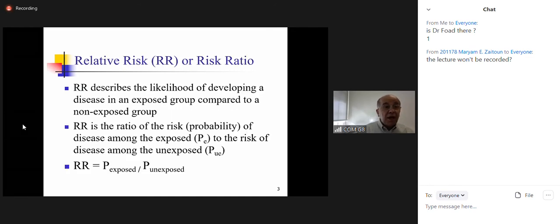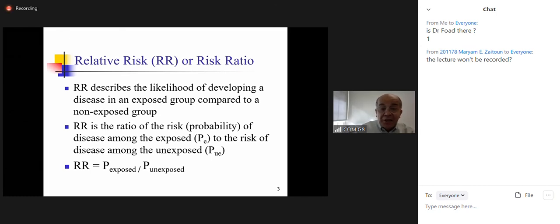Now, relative risk, I am repeating the same thing, risk ratio, so when you read it in different books or references, you don't get confused. They are the same thing. Now, relative risk describes, this is a definition now, the likelihood. Likelihood meaning the probability, but we give it a different name. How likely is this to happen? How likely is infection to happen?